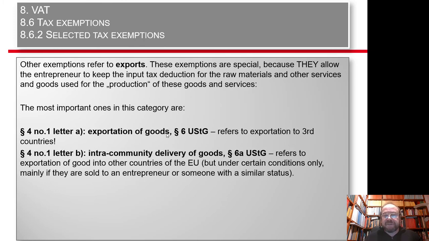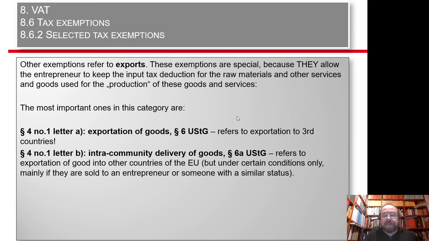refund. Other exemptions refer to exports. These are economically the most important ones for most countries because export activities are of high importance. And depending on the proofs which are demanded, the exemptions are different. For example, the exportation of goods into third countries is regulated in Section 6 UStG and is declared as tax-free in 4 number 1 letter a. You see, it's the first position on the list of all exemptions because it's the one with the highest importance.